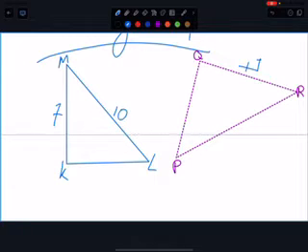10. Oh, by chance, you know Pythagoras theorem? I do. Yes.